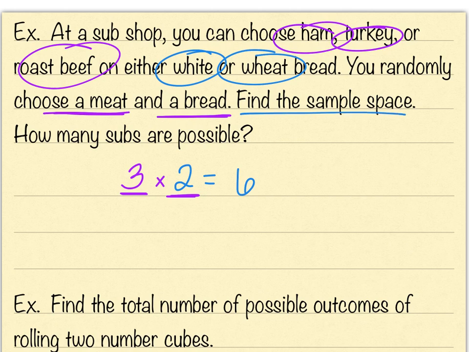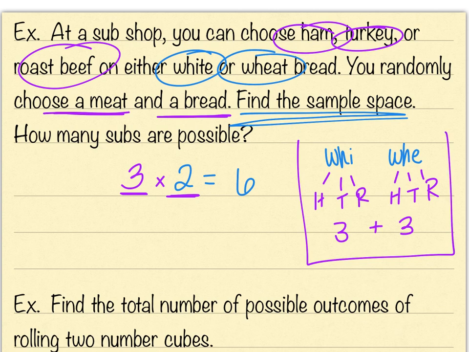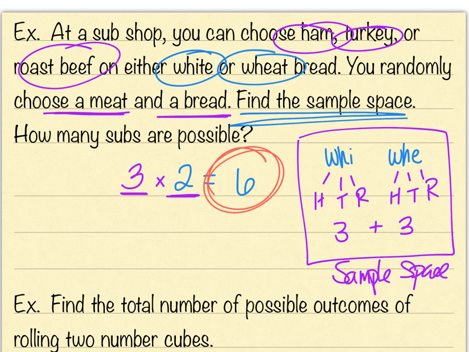Now, this one says also find the sample space. Well, I'm going to choose my bread as either white bread, I guess I have to do W-H-I, and then W-H-E would be wheat bread. And then I've got ham, turkey, or roast beef, and then ham, turkey, and roast beef. So I've got my 3 plus 3, which is 6 different possibilities. So this is my sample space. And then this is my total number of outcomes, which would be 6.